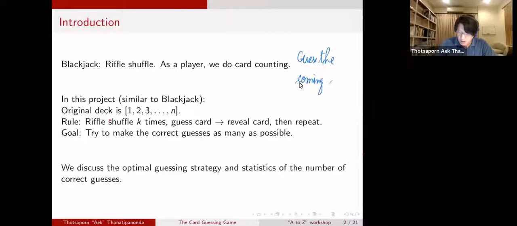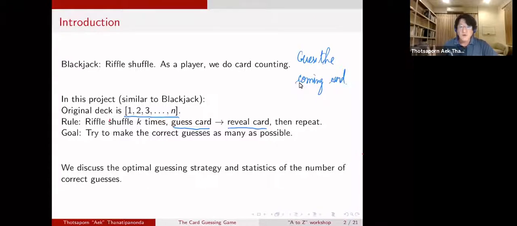So what are we doing today? Similar to this blackjack game, we start with a deck that we know before the riffle shuffle. The deck is ordered 1 to n, like the identity permutation. The rule is we do the riffle shuffle k times. I will tell you what exactly the riffle shuffle is. Then we start to guess each card. We start guessing the first card, and the dealer reveals the card, and then we guess the second card, and he reveals the card, and so on until the end of the deck. The goal is to make as many correct guesses as possible.